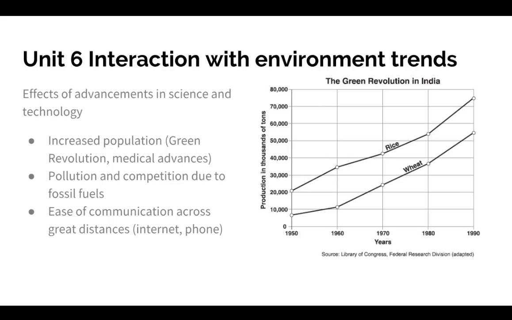So some environmental trends, in this unit, have to do with advancements in science and technology. So we have the Green Revolution and medical advances resulting in an increase in population. We have pollution and competition between states due to the scarcity of fossil fuels, such as oil. And then we have the fact that economic productivity and cultural diffusion were stimulated by the internet and phones and other technologies that have made it easier to communicate across great distances.